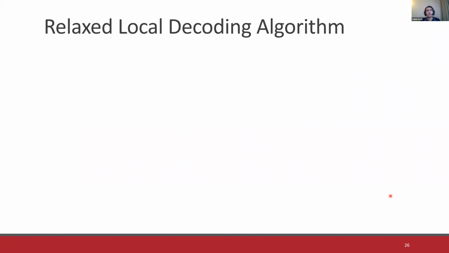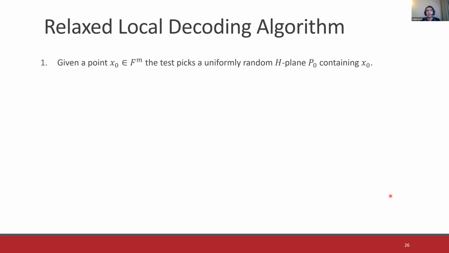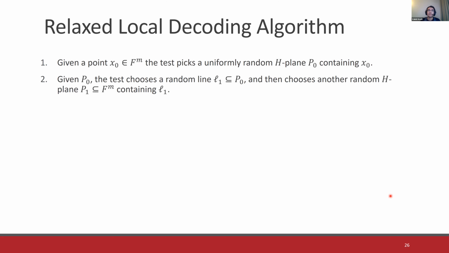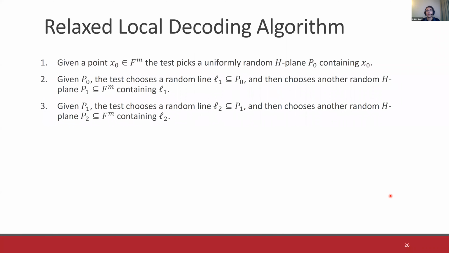So how does this relaxed local decoding algorithm work? Well, first, suppose you want to decode a point x0 in this hypercube F to the power m. Then you pick a uniform random edge plane P0, which contains this point x0. Then, given that previous plane, you choose a line inside that plane. Then you choose another edge plane which intersects with the previous one in that line. You do this for m steps until reaching a somehow uniform point in the last plane.